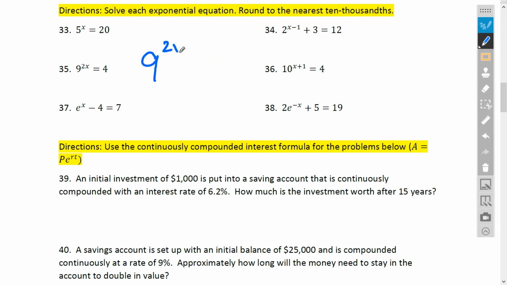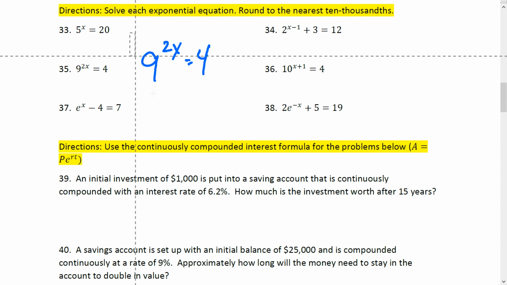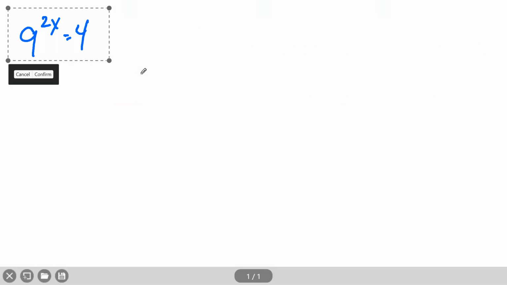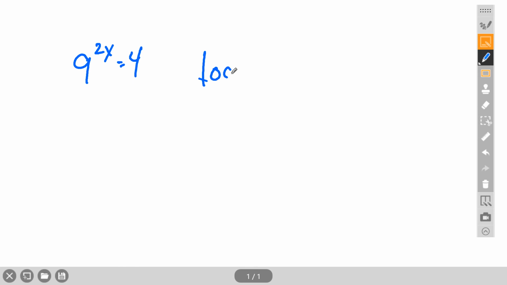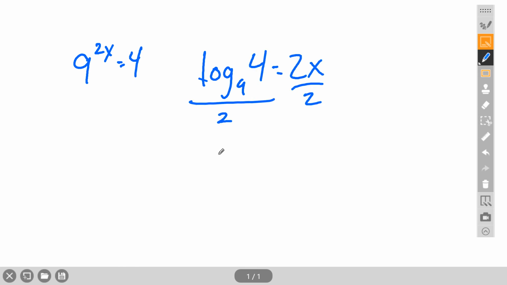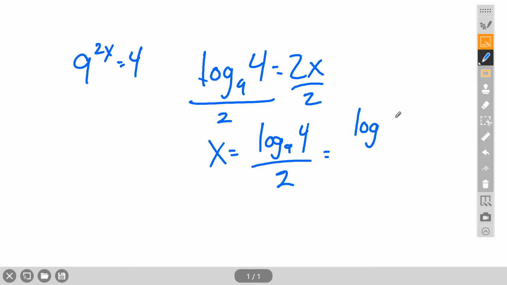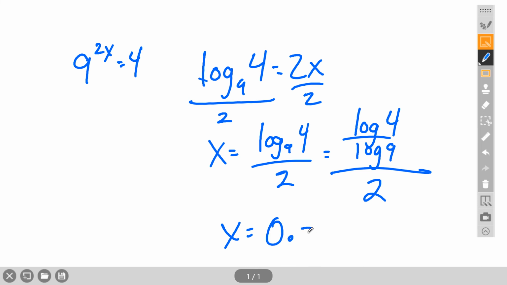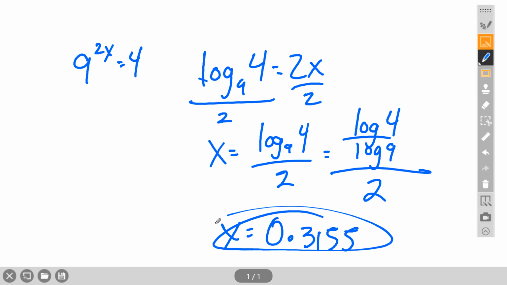Number 35, 9 to the 2x is equal to 4. Can change this to log form, so we got log base 9 of 4 equals 2x, and then we can solve for x by dividing by 2. So we got x is equal to log base 9 of 4 over 2. We can convert this to common log so that we can put it in the calculator. So common log of 4 over common log of 9, and then divide that by 2. So common log of 4 divided by common log of 9. Divide that by 2. It's about 0.3155.